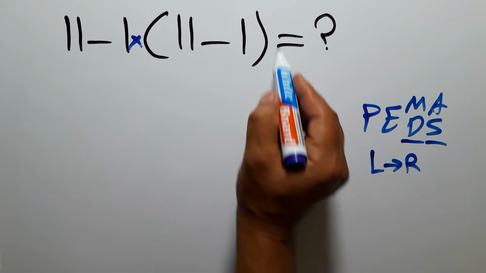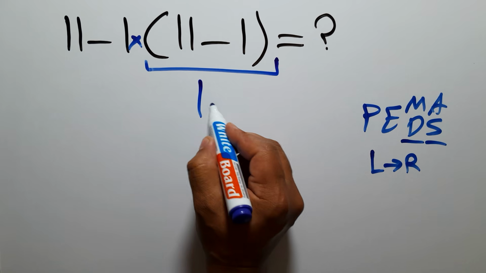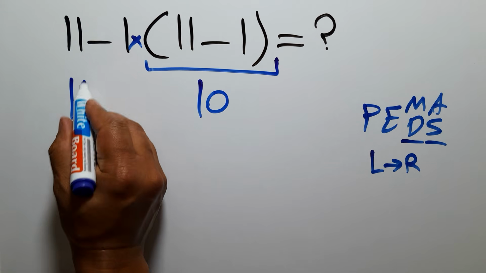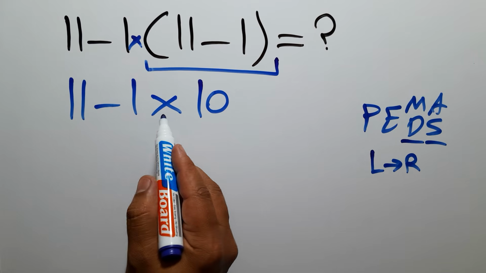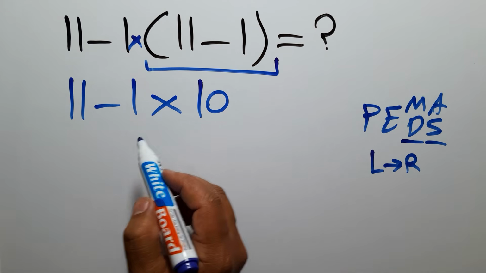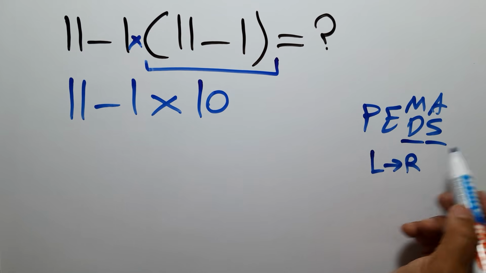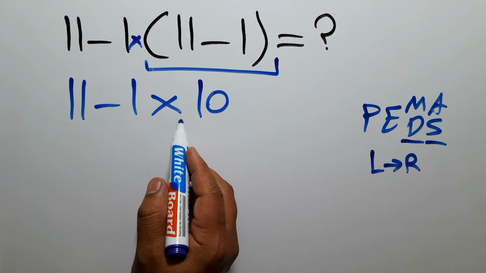So first we have to do this parentheses. Inside this parentheses we have 11 minus 1, which equals 10. So we have 11 minus 1 then times 10. Now we have one subtraction and one multiplication. According to PEMDAS, multiplication has higher priority than subtraction because multiplication comes before subtraction. So here first we have to do this multiplication.